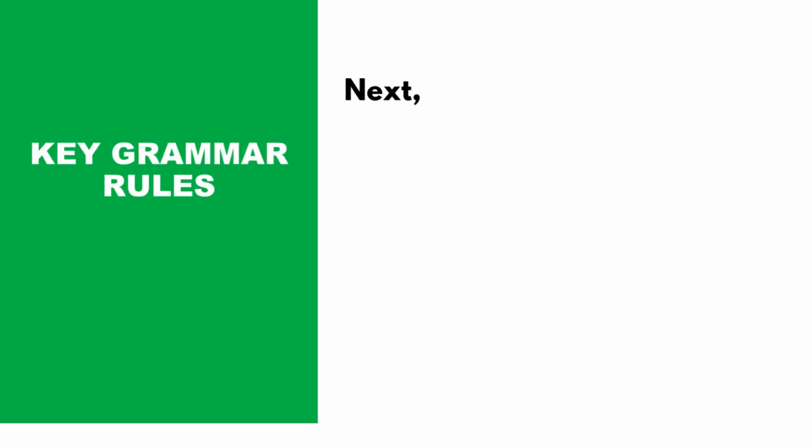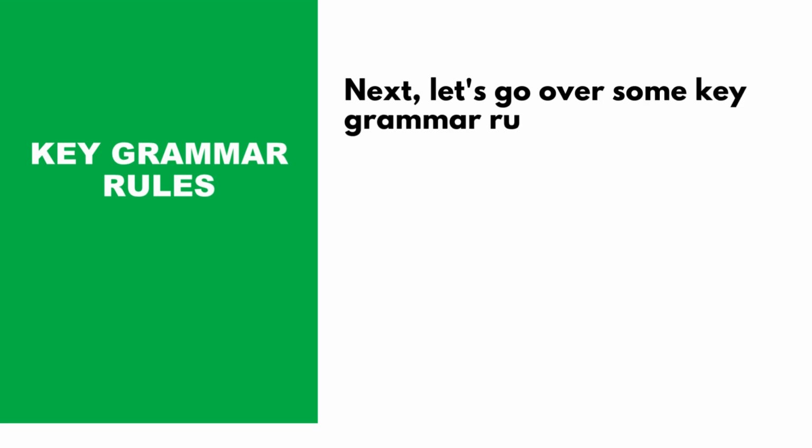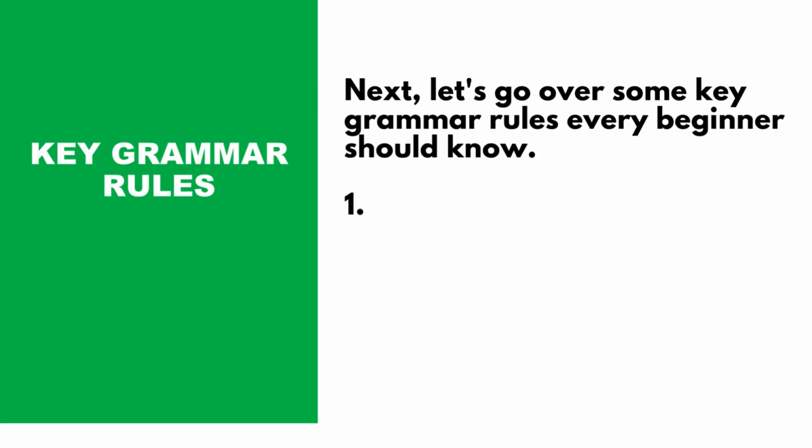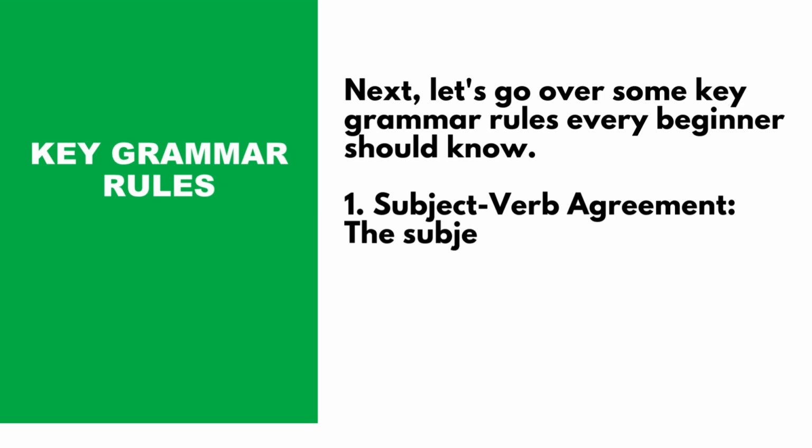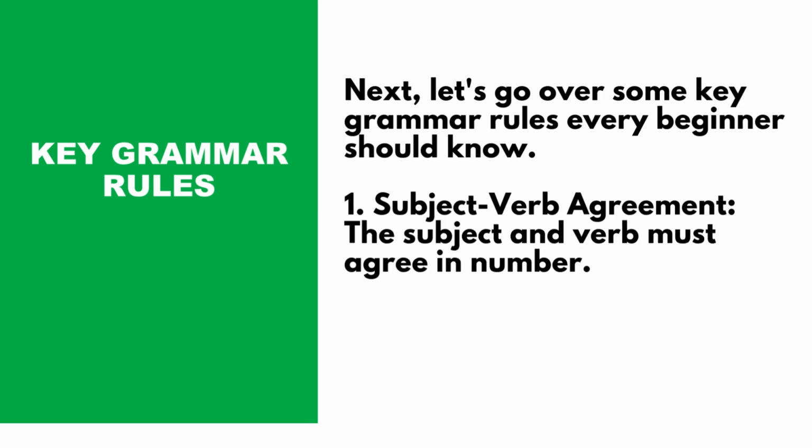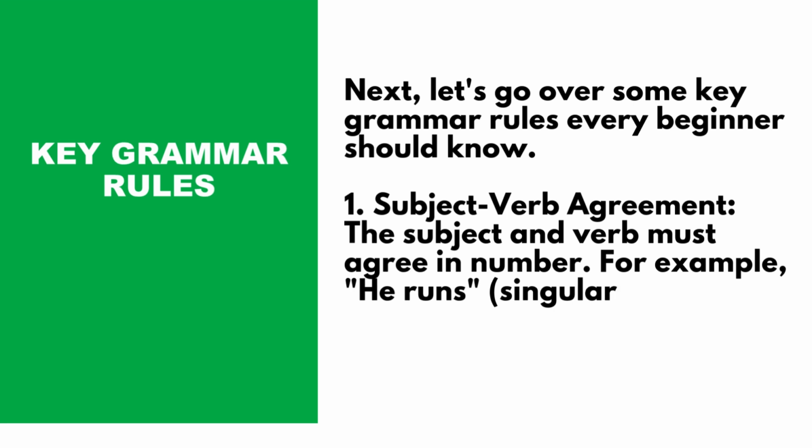Next, we want to look at key grammar rules. So let's go over some key grammar rules every beginner should know. Number one, subject-verb agreement. The subject and verb must agree in number. For example, he runs, which is singular, versus they run, which is plural.